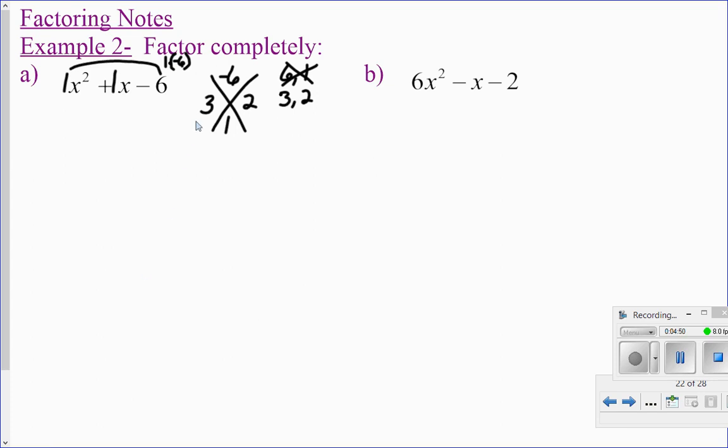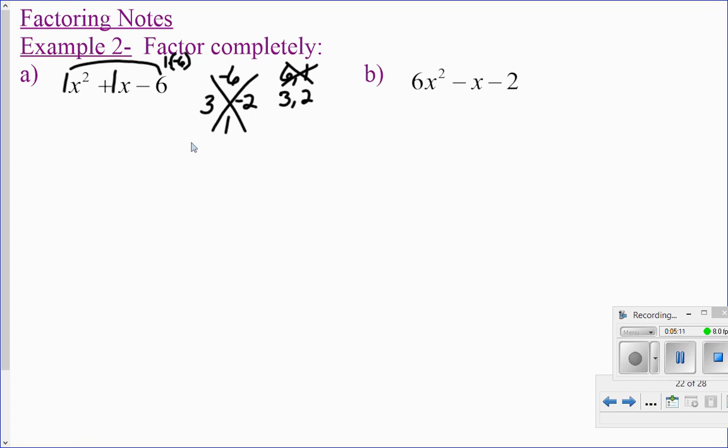I have to decide which one, and I'm going to look at the positive 1 and think which number needs to be negative so that when I add the 3 and the 2, I'm going to get a positive 1. So I know that means the 2 is what needs to be negative. 3 plus negative 2 is positive 1, and 3 times negative 2 is negative 6.